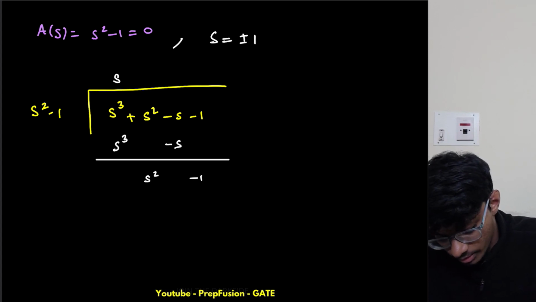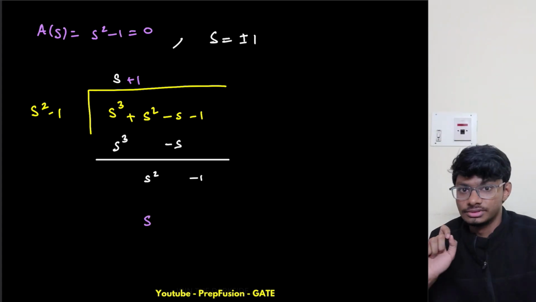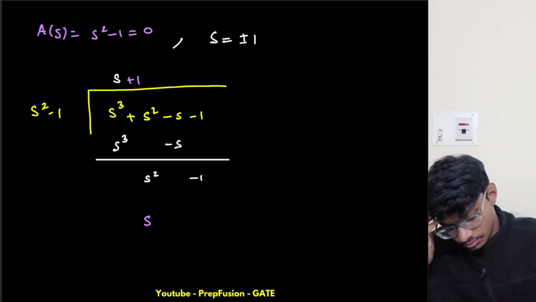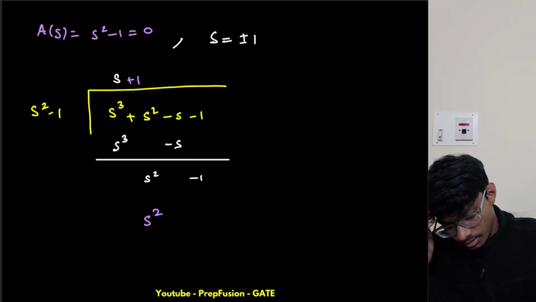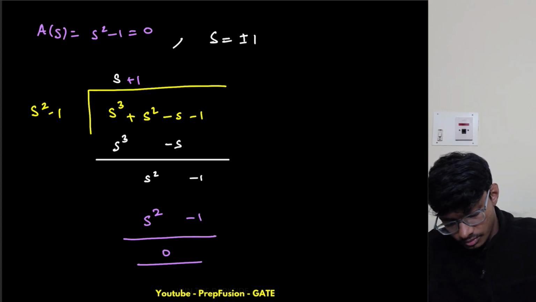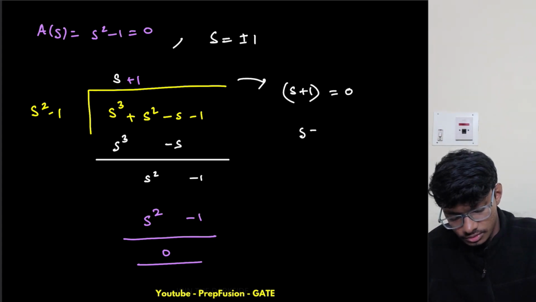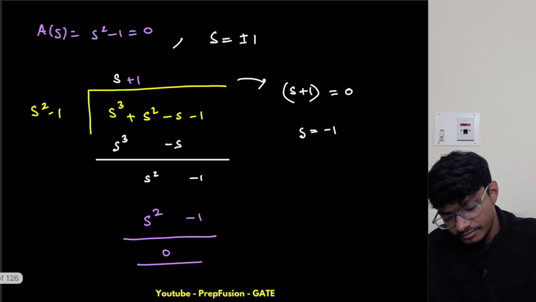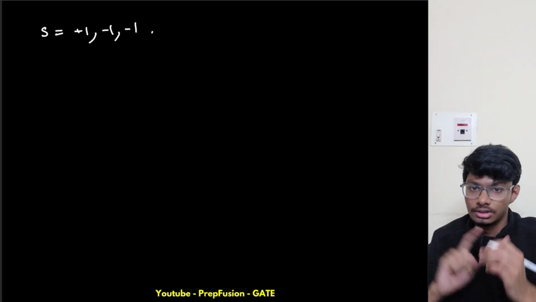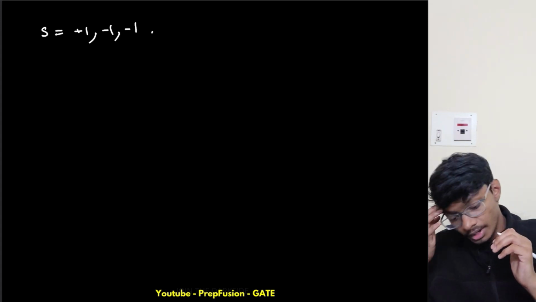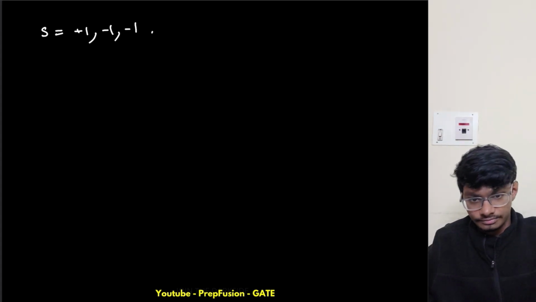And now again you multiply by 1, so I get repeated poles this time. This is s square minus 1 again, so the remainder will be 0. So I get s plus 1 equals to 0, s plus 1 is a factor, so s equals to minus 1. So my roots are s equals to plus 1, minus 1 and minus 1. Luckily I get a repeated root here, not a symmetrical repeated root, but a repeated root. It may so happen.